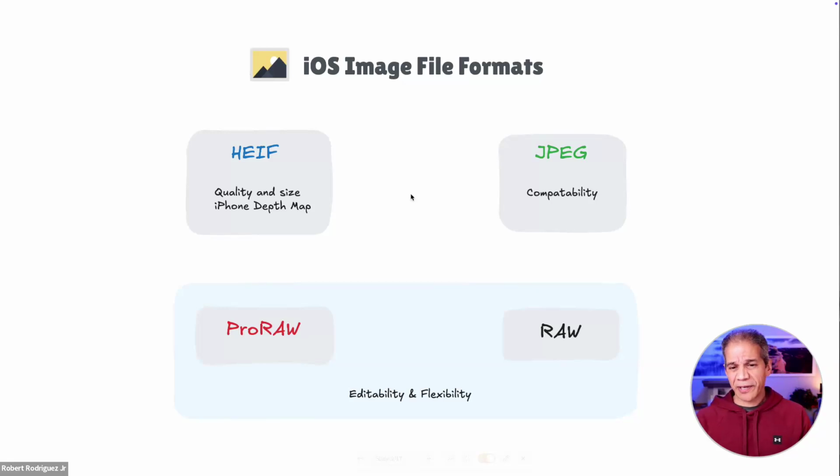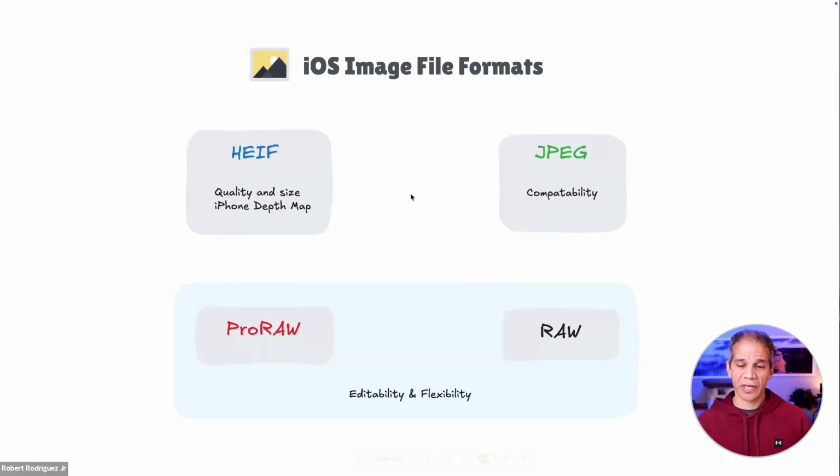Just a couple of things I want to explain about file formats in iOS. This is going to be specific to Apple products, iOS, iPhone. This also applies to iPads as well, but we're talking about the iPhone here. In iOS, you essentially have 4 different file types that the camera can produce.